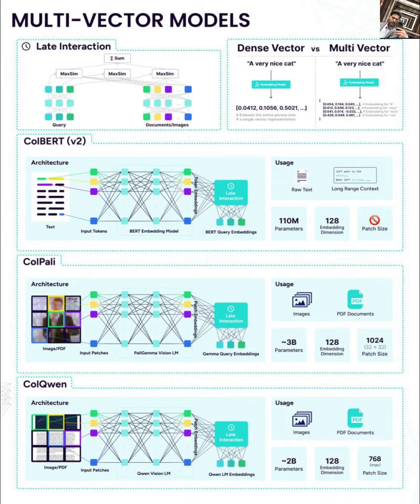Imagine we have the phrase, a very nice cat. With a dense vector, on the left, a traditional model might take that entire phrase and squish it down into one single list of numbers. That single vector tries to capture the overall meaning, which is good for some things. But, in the process, it can lose the specific details about each word or each concept in the phrase.